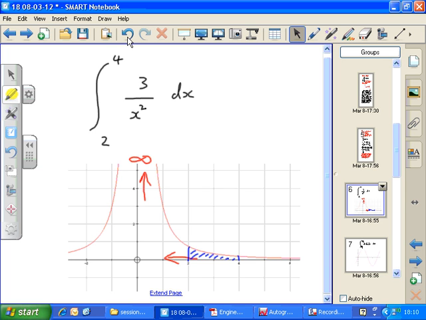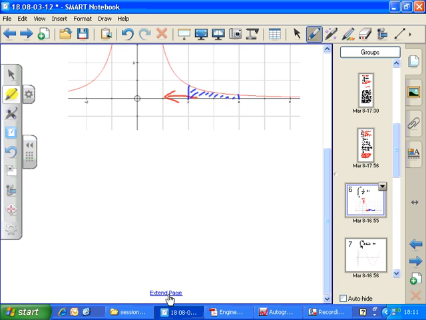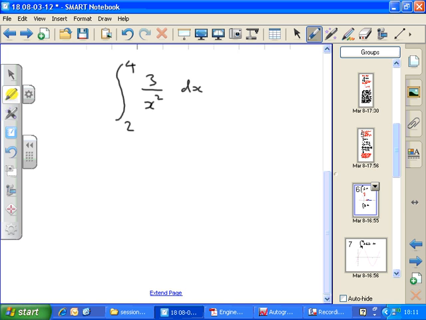So let's go through the process. Integrate between 4 and 2 of 3 over x squared dx. First step, do the integral. From last week, how would I have to rewrite 3 over x squared to be able to do this integration? Using those indices. Integral between 4 and 2 of 3 x to the minus 2, dx. Because the inverse means a minus power. So I would rewrite it like that.